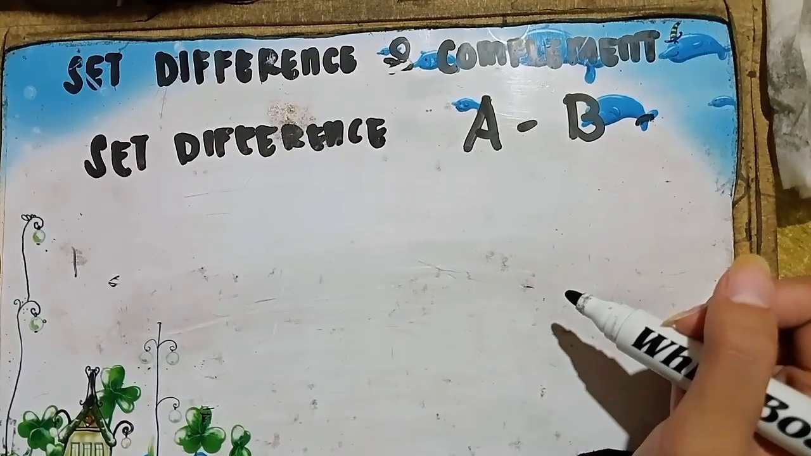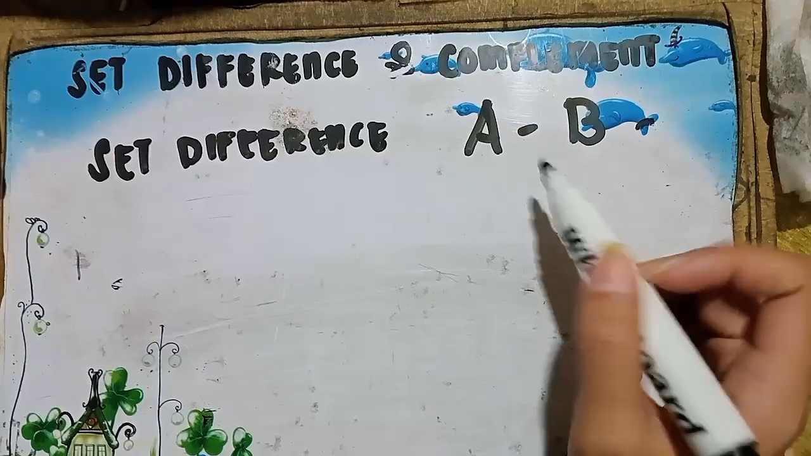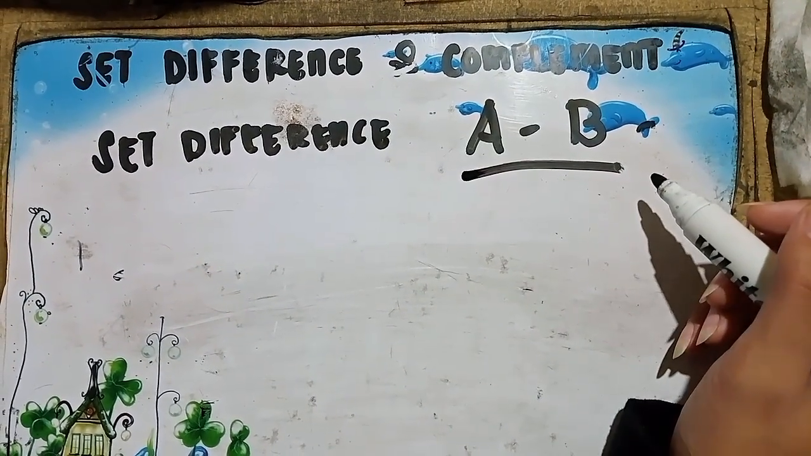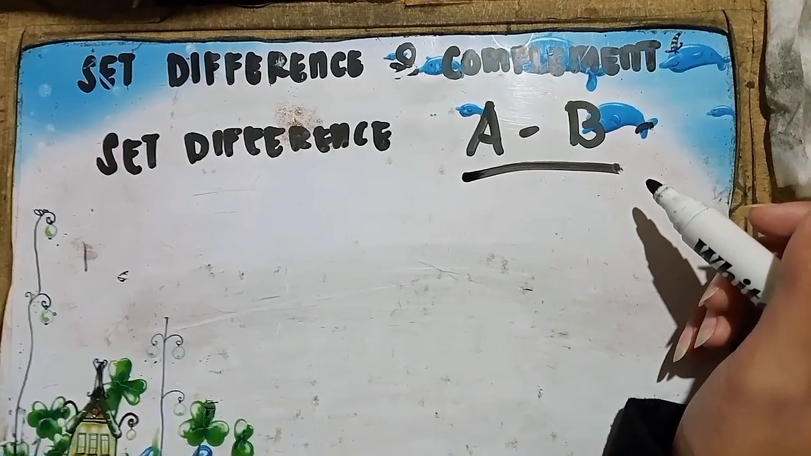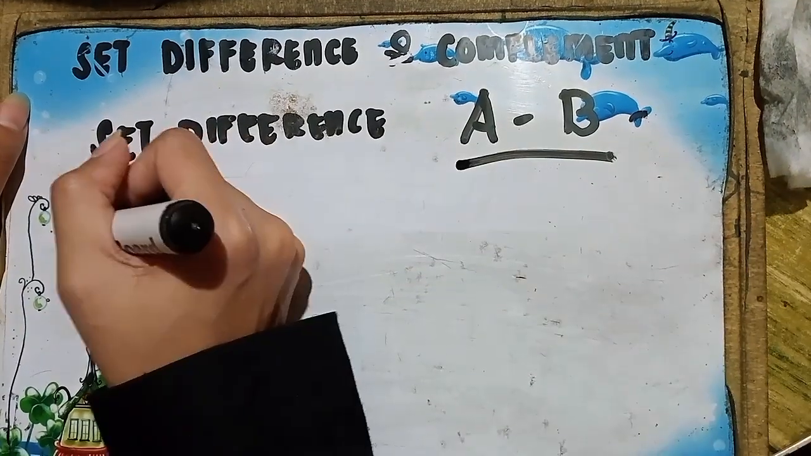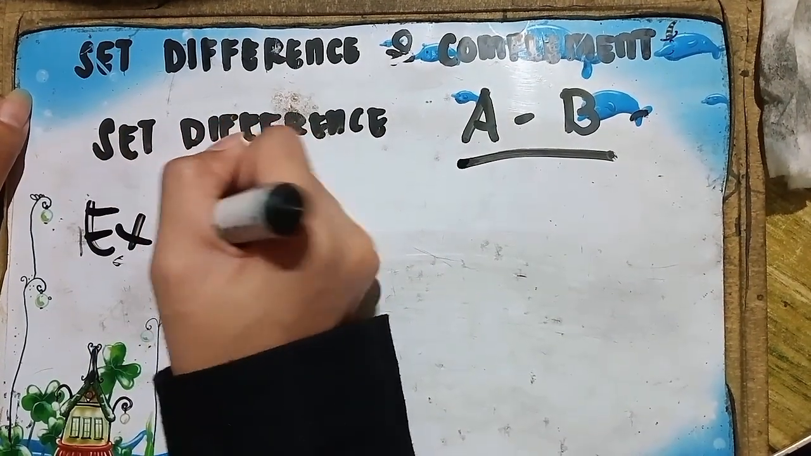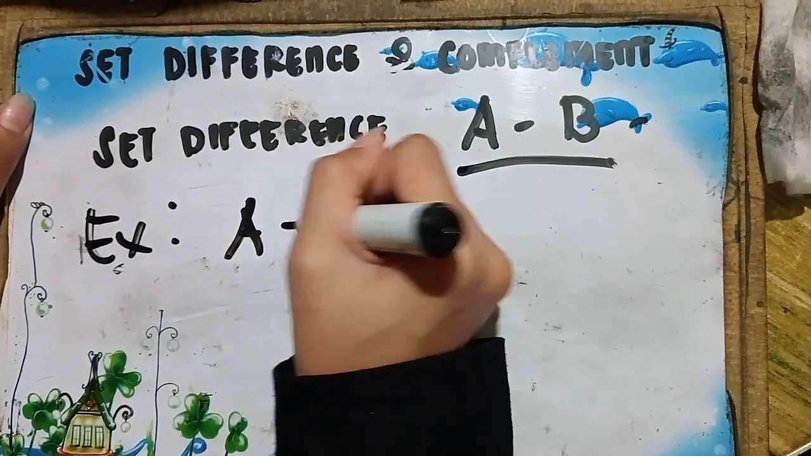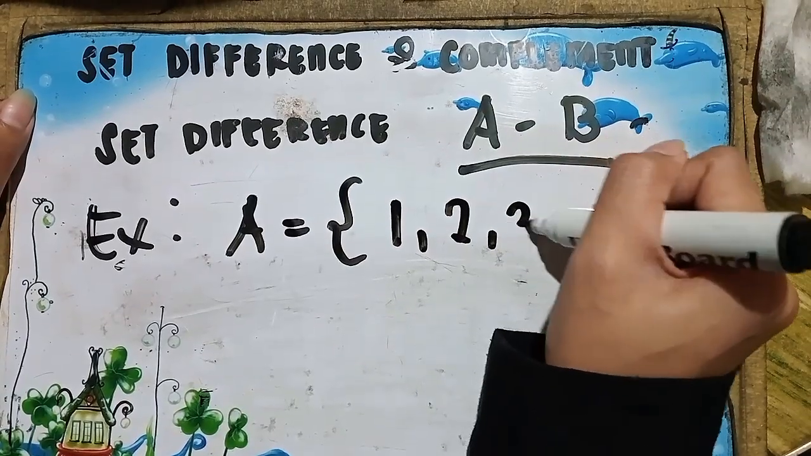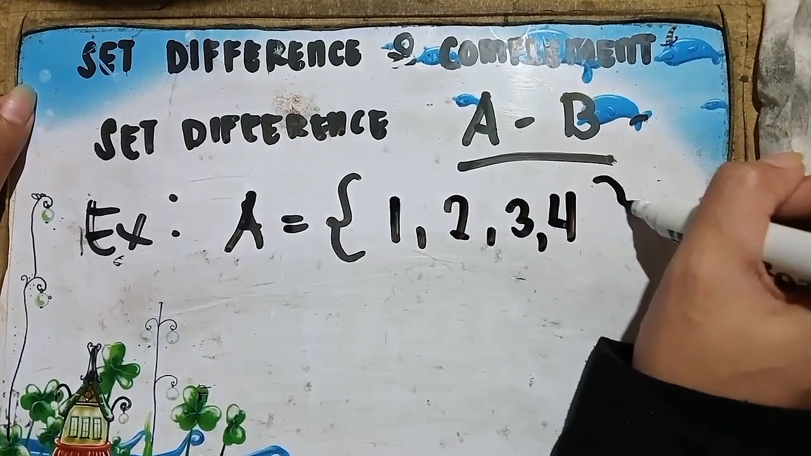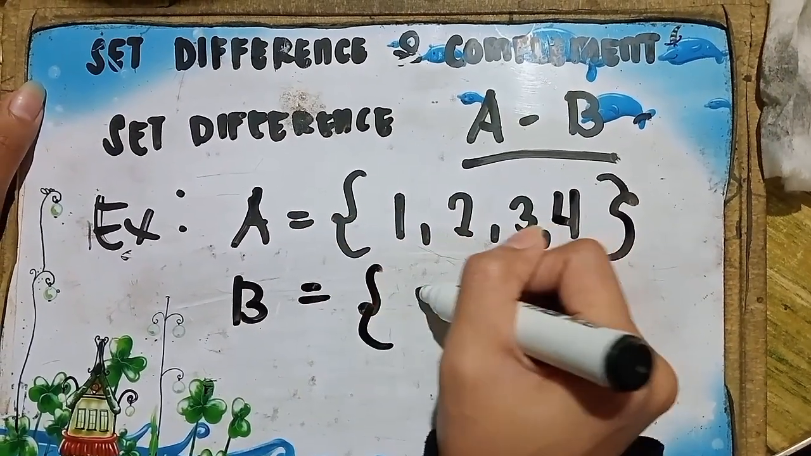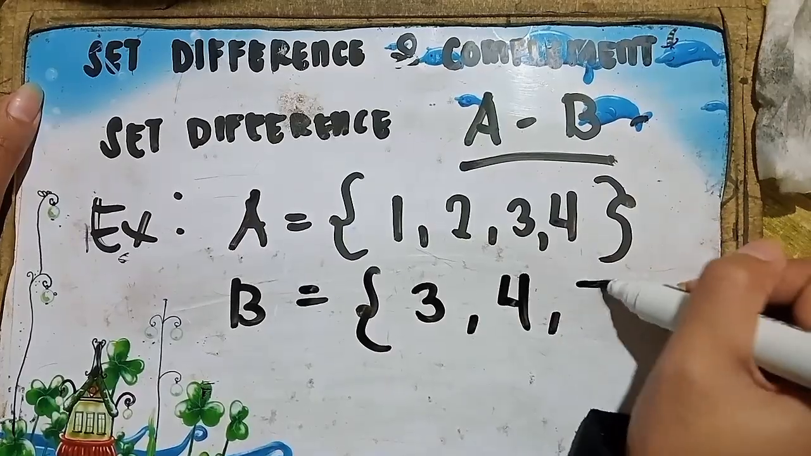And now, let's explore set difference. Set difference is written as A minus B. The set difference of A and B is the set of elements that are in A but not in B. Think of it as subtracting the elements of B from A. So, example: set A equals 1, 2, 3, and 4, and our set B is 3, 4, and 5.